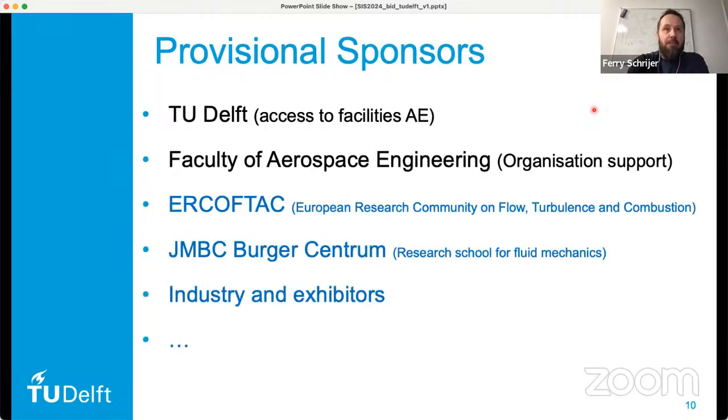Finally, we'll also look for some sponsors. Of course, our typical sponsors are TU Delft and the Faculty of Aerospace Engineering, but we will also explore getting some contributions from ERCOFTAC and also from our local research school, the JMBC Burgers Center. It's a research school for fluid mechanics. And we will also have a look whether we can attract some industry and also some exhibitors.